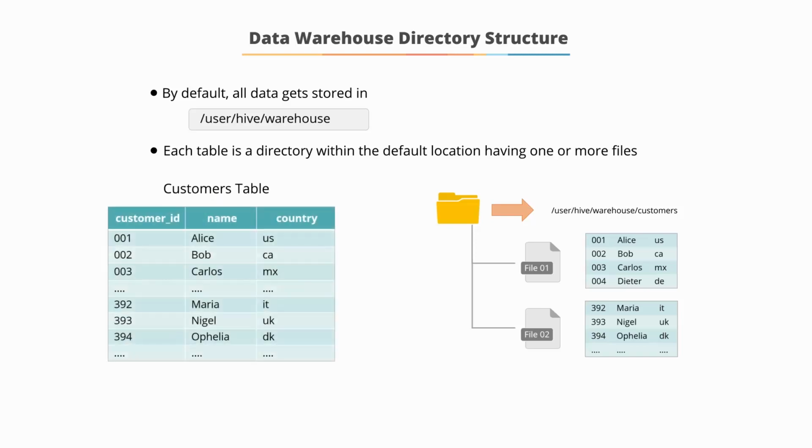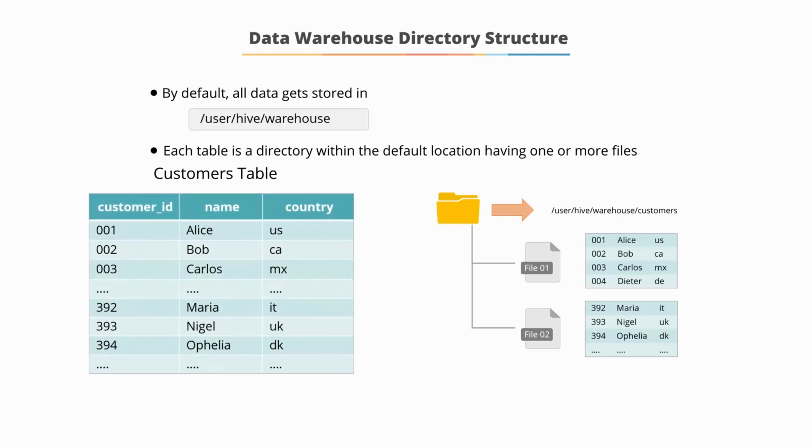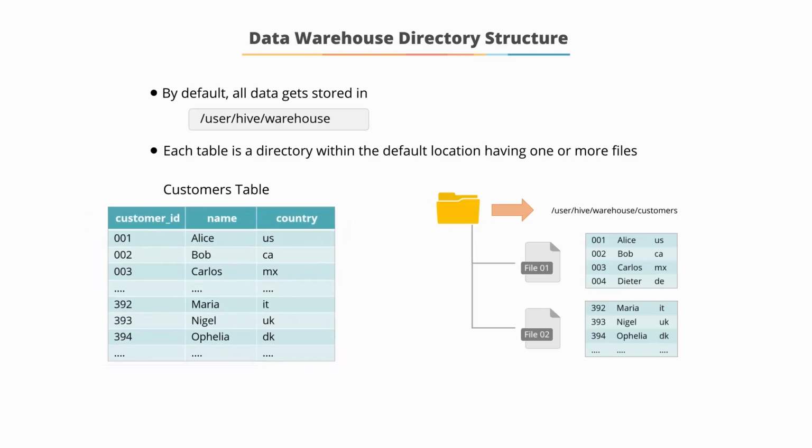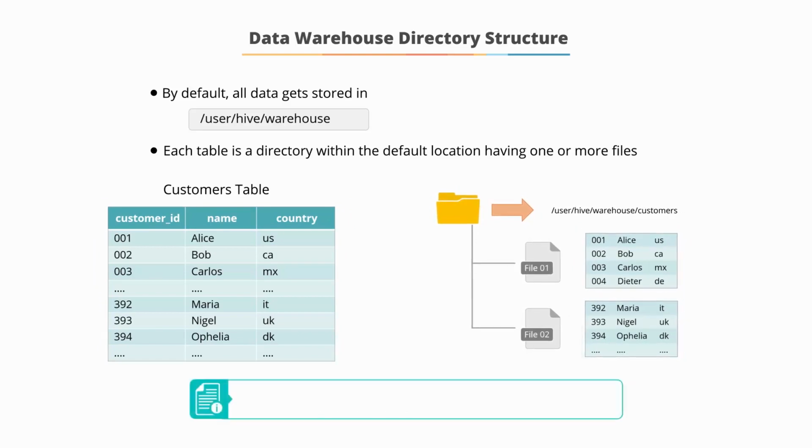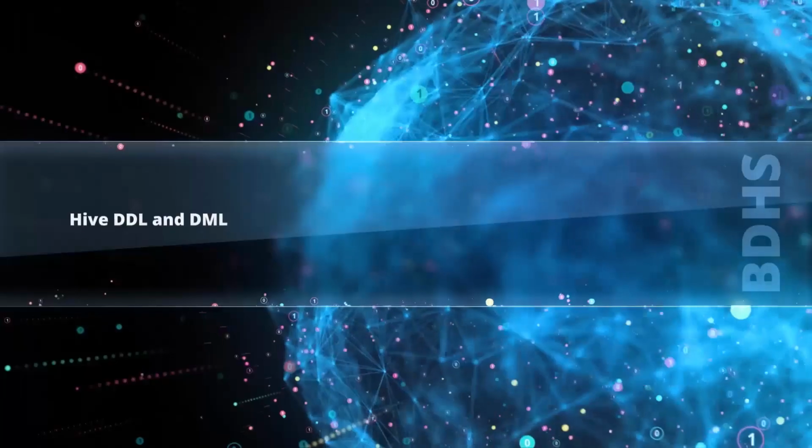As shown in the diagram, we can visualize the Hive customer table stored in the following way. The Hive customer table stores data within the HDFS default directory, creating a new directory named Customers. Note that in HDFS, Hive data can be split into more than one file. In this case, we see the incoming data is split into file 01 and file 02.